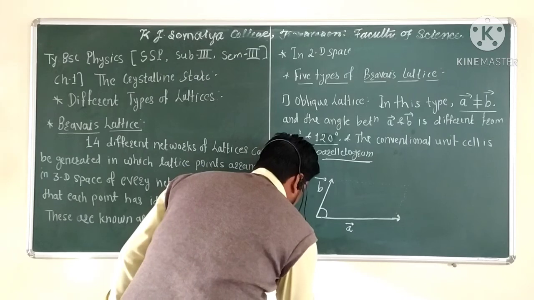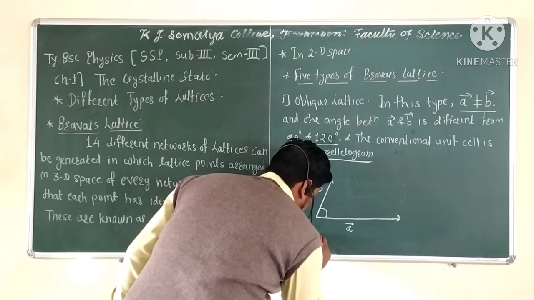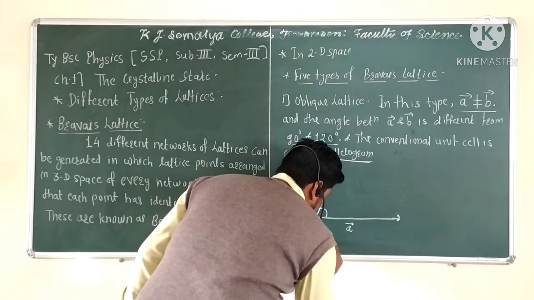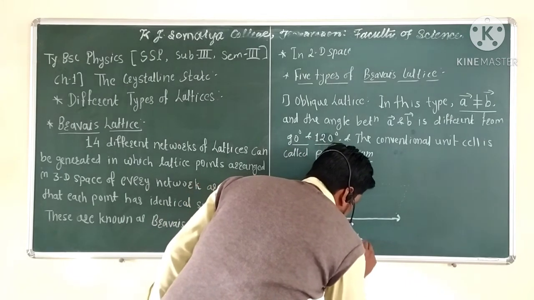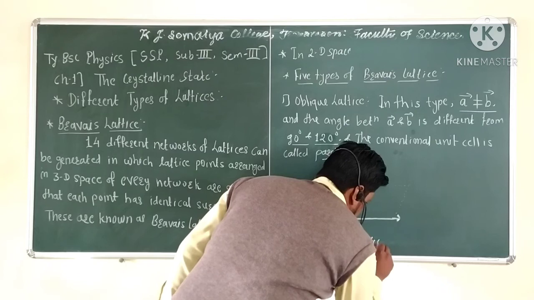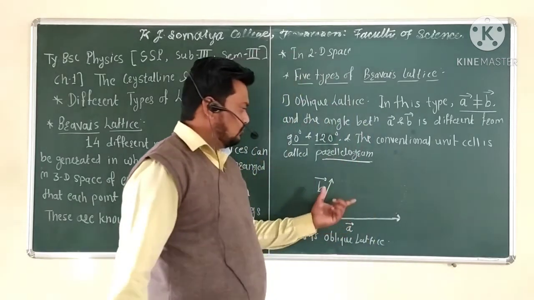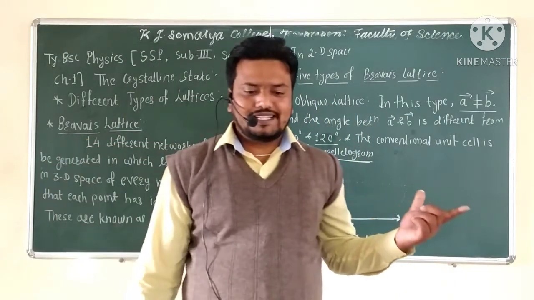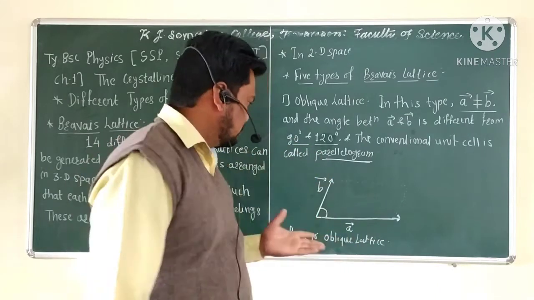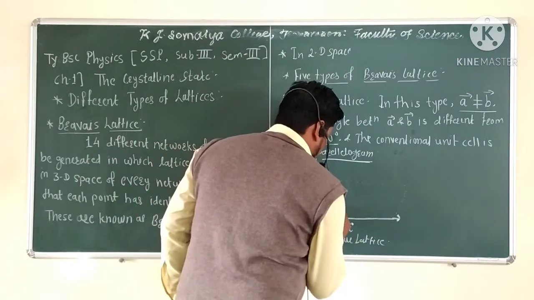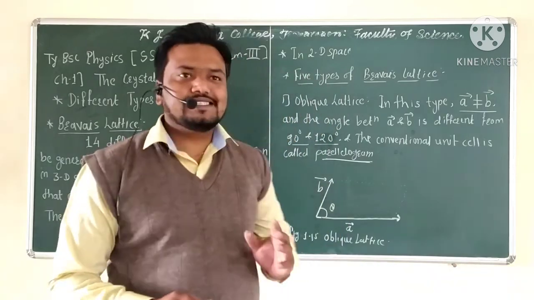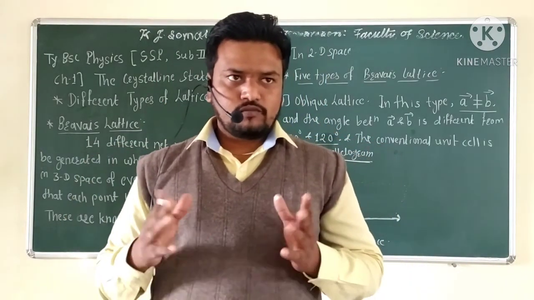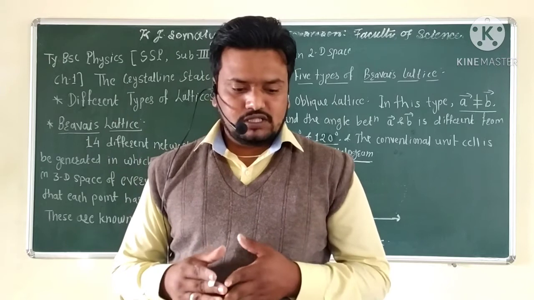So that figure 1.15, which is given, is the oblique lattice. Okay, so we have to get a clear idea. What is meant by the oblique lattice? This is the first type of the Bravais lattice in two dimensions.